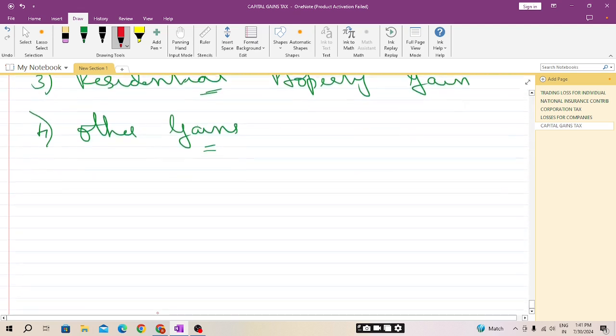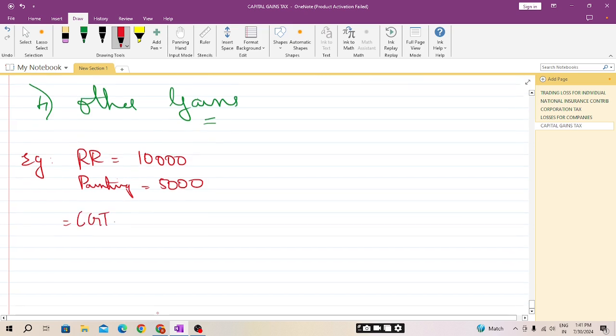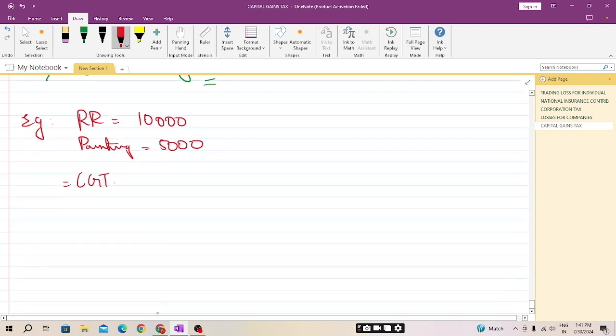Let's take an example, students. So much theory we have done, now we'll be taking an example. A residential property has been sold and results in a gain of 10,000 pounds. And a painting has been sold and results in a gain of 5,000 pounds. Calculate the CGT, capital gains tax.